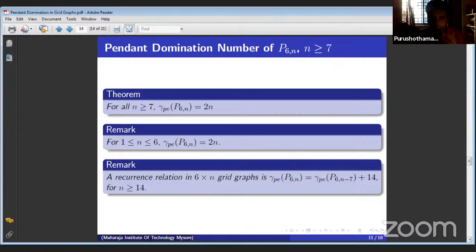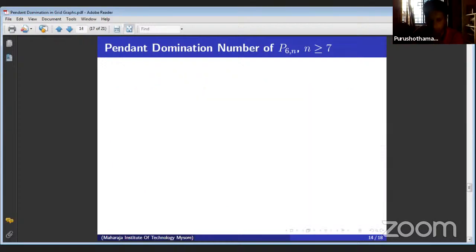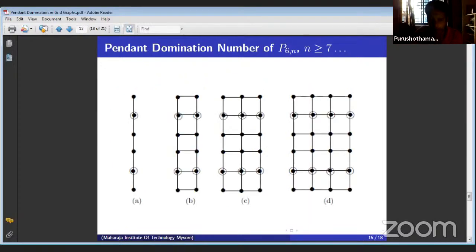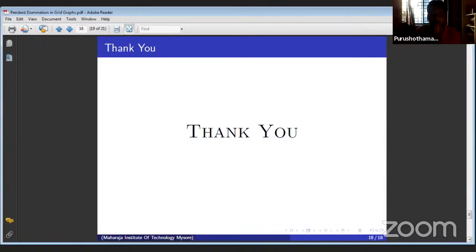The recurrence relation in the 6 cross n grid graph is gamma_p of (6, n) is equal to the pendant domination number of P(6, n−7) plus 14, for all n greater than or equal to 14. This is the figure of P(6, n). These are the cases we are considering in the proof of the theorem. These are all the references which we used in our research. Thank you.